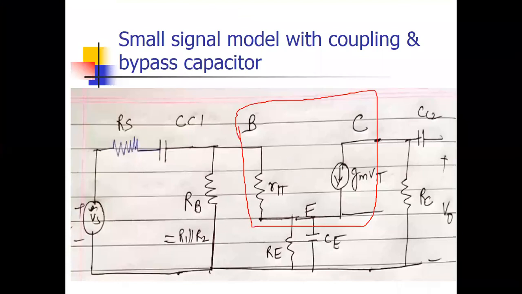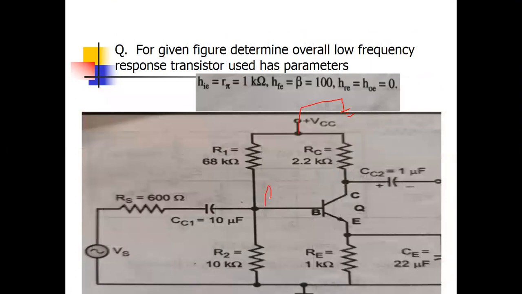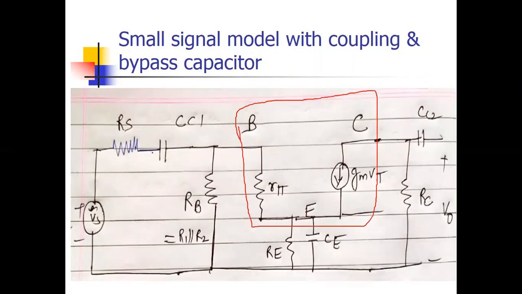Now we have to check what is the extra circuitry at the base, what is at the emitter, and what is at the collector. First check at the base. At the base, this is your input voltage, input resistance, CC1, and these two resistances. Since this resistance is connected to ground and this is also connected to ground, we can connect both in parallel, and we give it the name RB. So both resistances in parallel, that is R1 parallel R2. So Vs, Rs, C1 and the parallel resistance. This is the circuitry at the base.